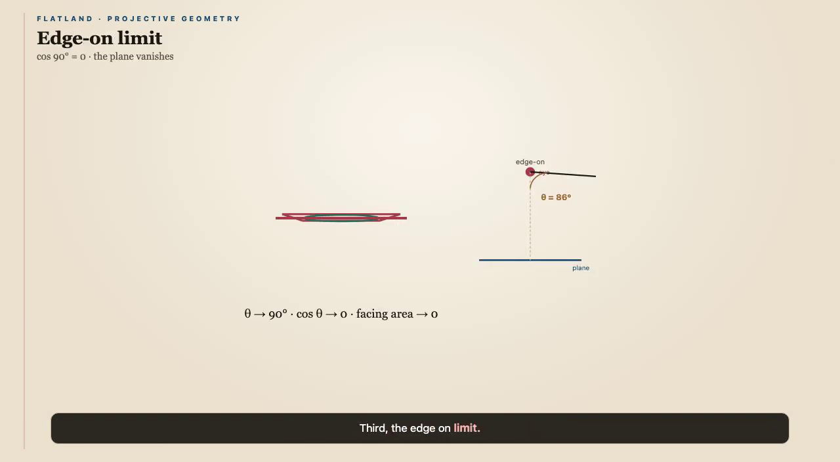Third, the edge on limit. Raise the tilt all the way toward 90 degrees. Cosine of 90 degrees is exactly 0. Every height in the plane collapses in the image. A perfect mathematical plane has no thickness. Viewed exactly edge on, it contributes no area facing the eye. It can vanish into a line or into nothing you can resolve.